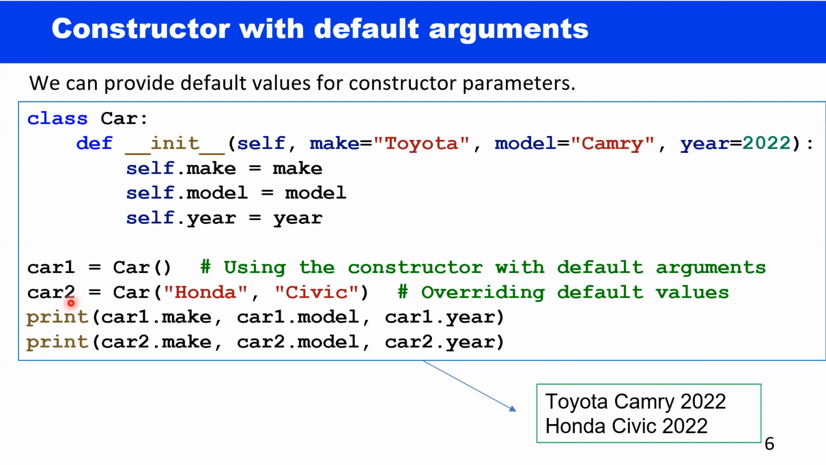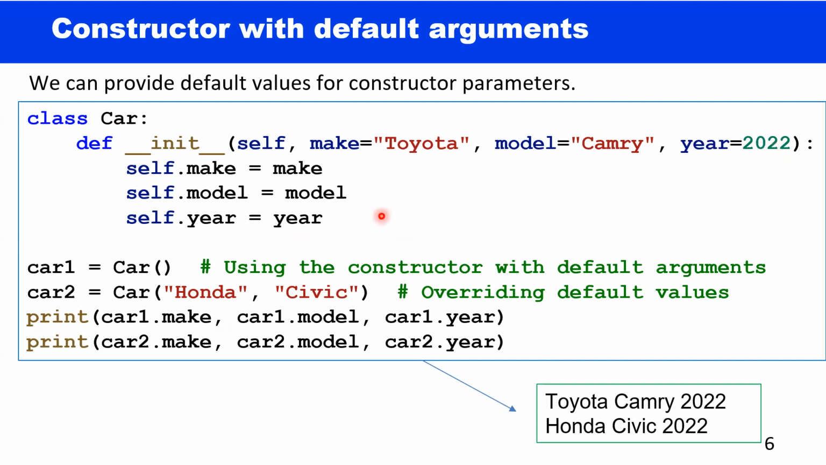On the other hand, for the next object car2, we are passing two values, Honda and Civic. So only the first two values we are passing. So the make is going to be overridden by Honda. Earlier it was Toyota. Since we are passing Honda as the make, Toyota is going to be overridden. So for car2, the make is going to be Honda and the model is going to be Civic because we are explicitly passing it. Since we are not passing the year, by default it is 2022. This is the default value.